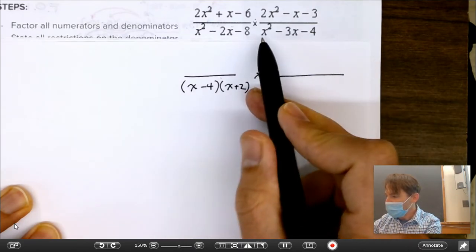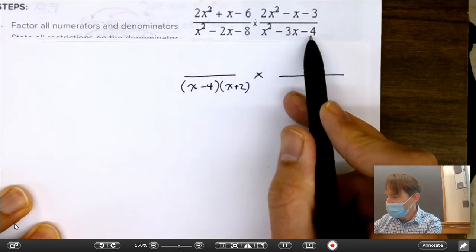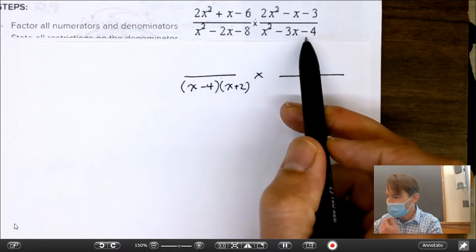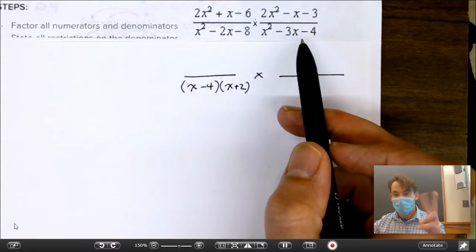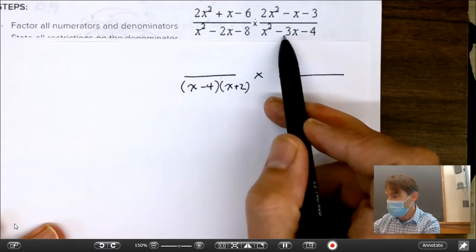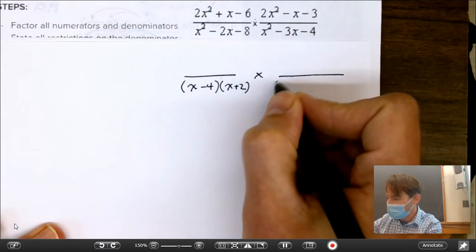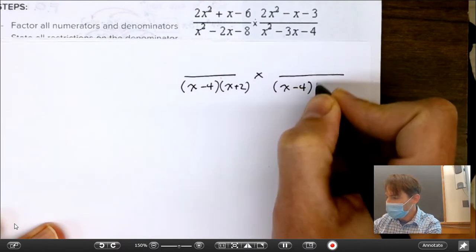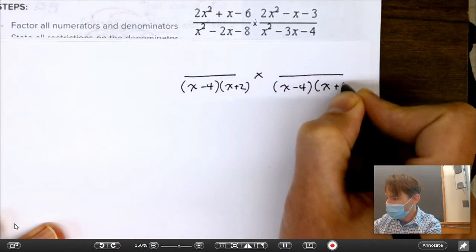And then over here, this one will factor as well. Numbers that multiply to negative 4 and add to negative 3. Again, my trick is if they multiply to a negative number, signs are opposite. One's positive, one's negative. The bigger one is negative because it adds to something negative. So this would be x minus 4 multiplied by x plus 1.